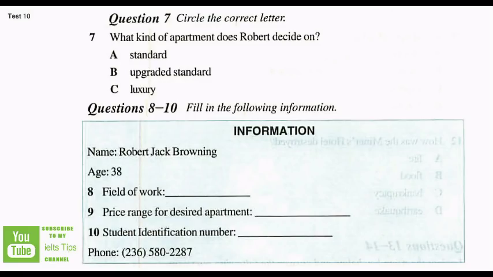Your student identification number, please? QS 45890. Could you repeat that? QS 45890. Lastly, could you leave us a phone number? Okay, it's area code 236 580 2287. Thank you very much. I will give you a call as soon as possible.